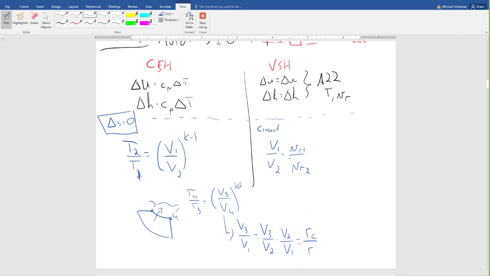And just like over here, we might do this. If we were going to do from state 3 to 4, let's say we've already fixed state 3, right? Then I'd have V4 over V3, because I'm trying to find state 4. V4 over V3 is going to be the opposite of this, right? It's going to be r, or the inverse, over rc.